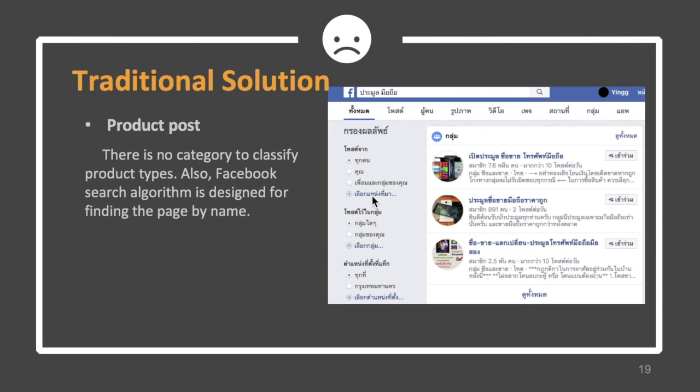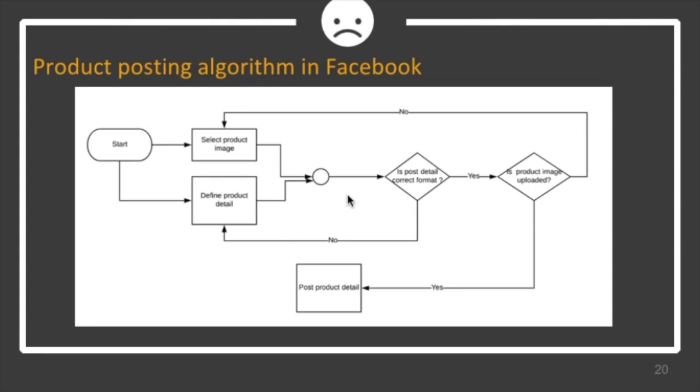The second one is product post. There is no category to classify product types. Also, Facebook's search algorithm is designed for finding pages by name. And then I will show the algorithm of the product post and search function. The product posting algorithm in Facebook.